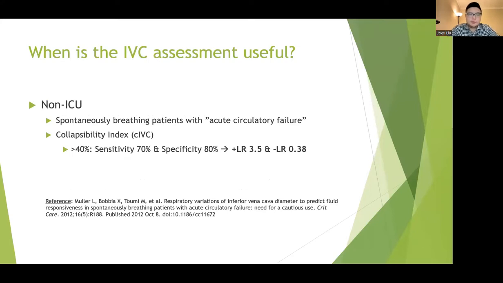In the non-ICU setting, in which patients are spontaneously breathing, presenting with acute circulatory failure, this is what the paper by Mueller AL was talking about, basically patients presenting with shock. What they did was, again, look at the collapsibility index of the IVC to see how much the IVC varies between inspiration and expiration. They found that if the IVC collapsibility index was more than 40%, then they had a positive likelihood ratio of 3.5 in terms of fluid responsiveness. Again, the negative likelihood ratio is a little bit less impressive in this instance.